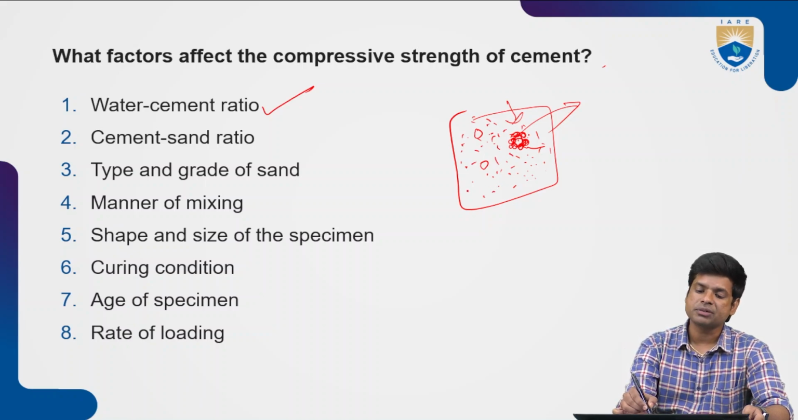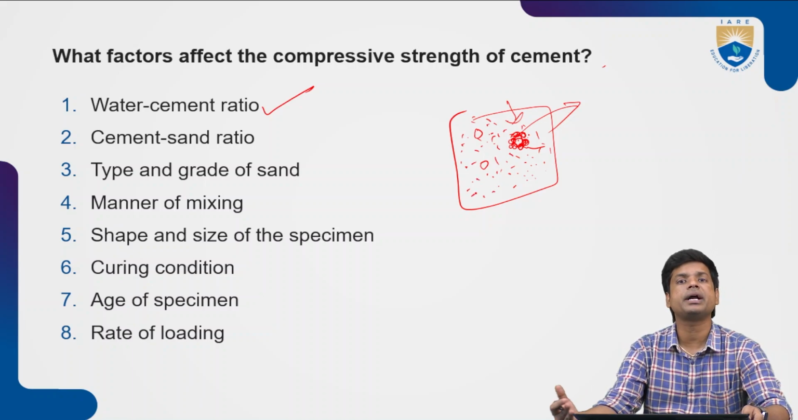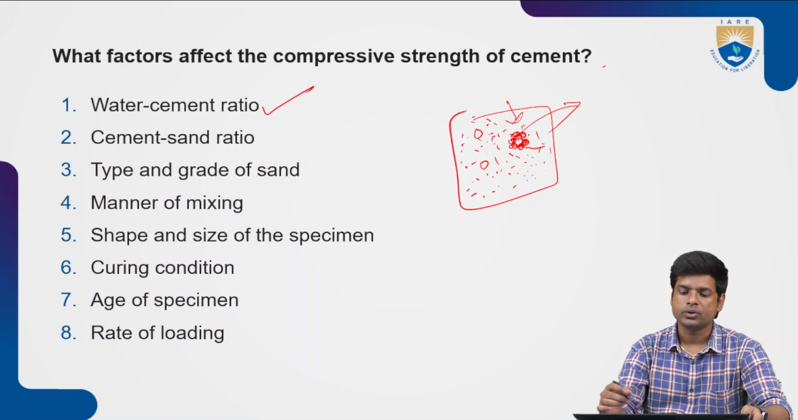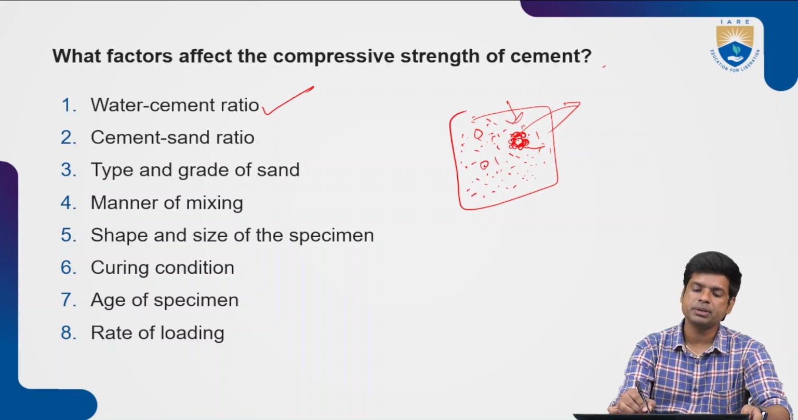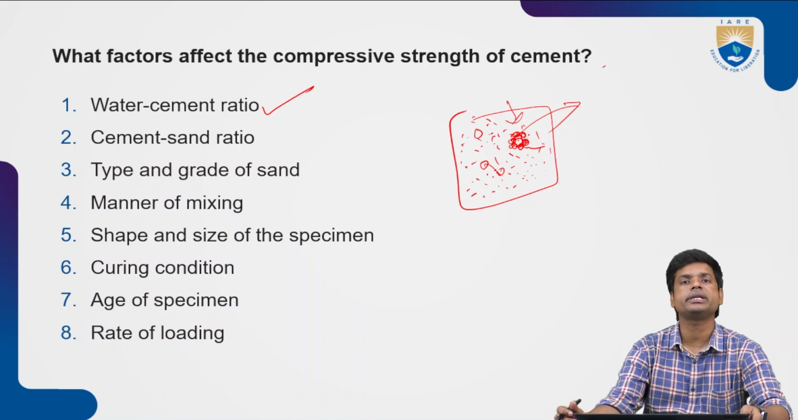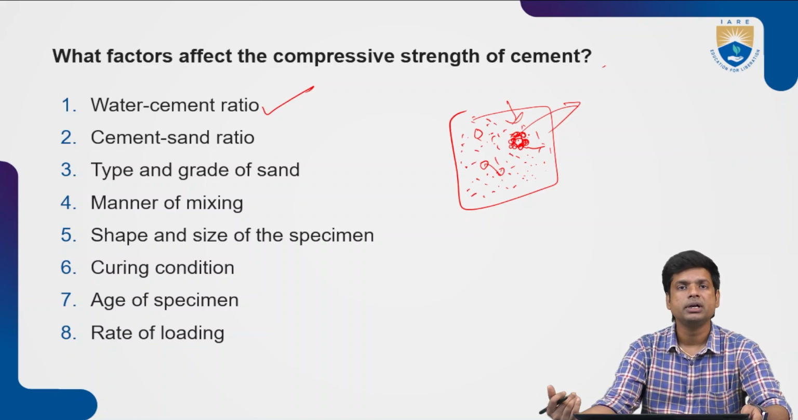Suppose you add less water cement ratio, then what will happen? There will not be sufficient moisture content to complete the hydration process, right? To complete the hydration process, every particle needs some moisture content so that it can produce the hydration products, and those hydration products will be helpful in increasing the strength. So we have to add the correct proportion of moisture content, that is, the water cement ratio.